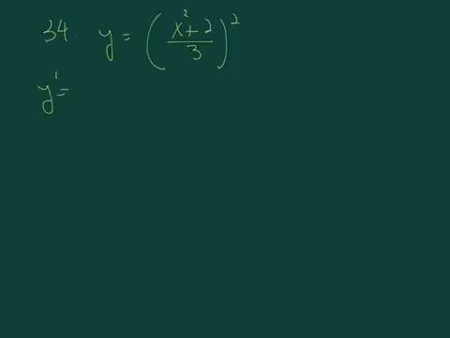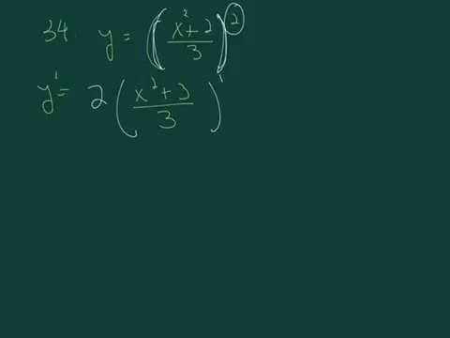So I'm going to take care of that outside function first. So I'm going to have 2 times the quantity x squared plus 3 over 3 to the first power. Now, having done the outside function, which was this kind of raising everything to the power of 2, I'm now going to multiply by the derivative of the inside, which is going to be the quotient rule. Now, you could get away with not doing the quotient rule by thinking of the inside as x squared over 3 plus 3 over 3, which would just be x squared over 3 plus 1, which really might be the way to go.